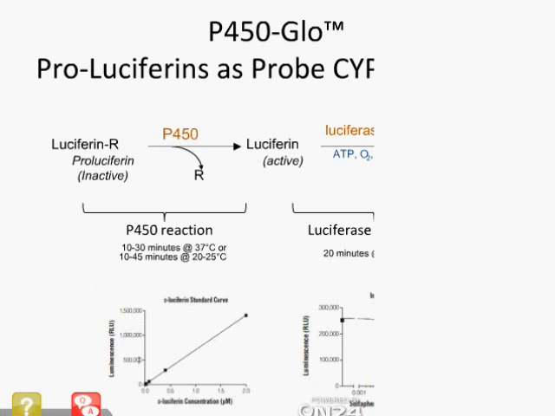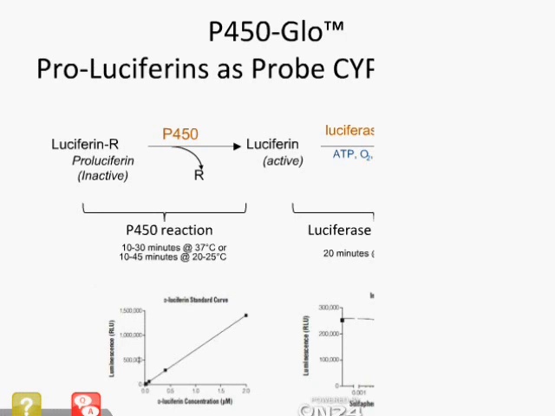So with this assay, the amount of P450 activity that you have in your reaction is directly proportional to the amount of light that you're seeing from your reaction. And that's shown on the bottom left-hand curve. This is a D-luciferin titration curve, so the more luciferin that you have in your reaction, the more light output.